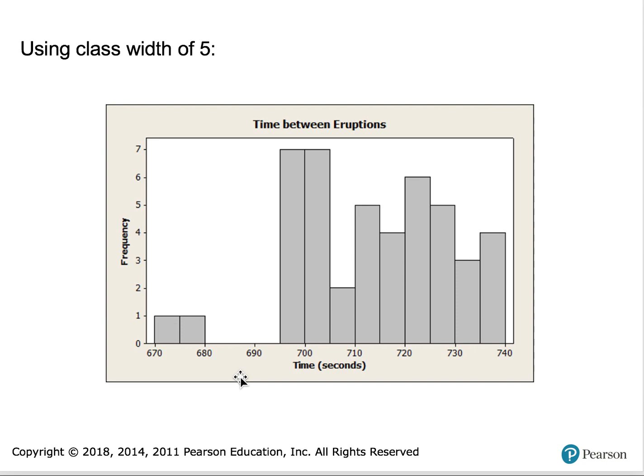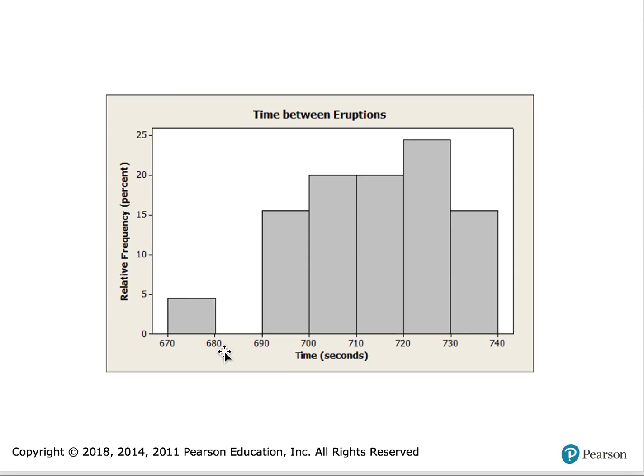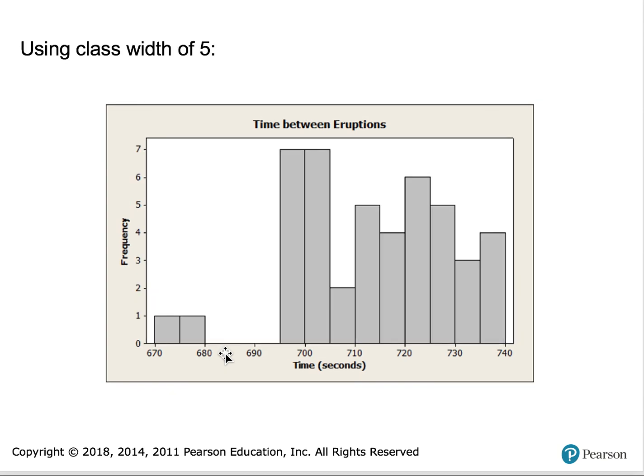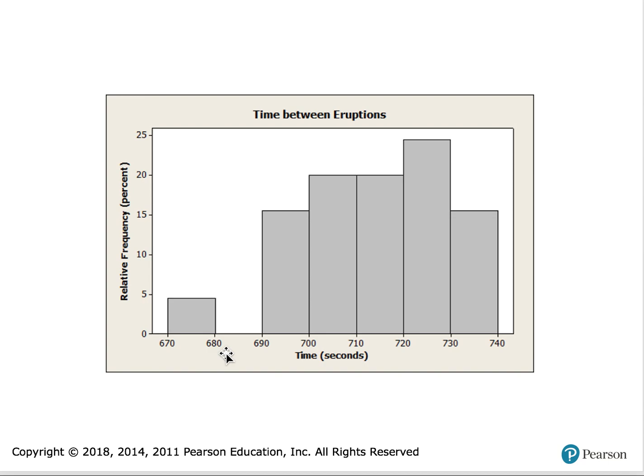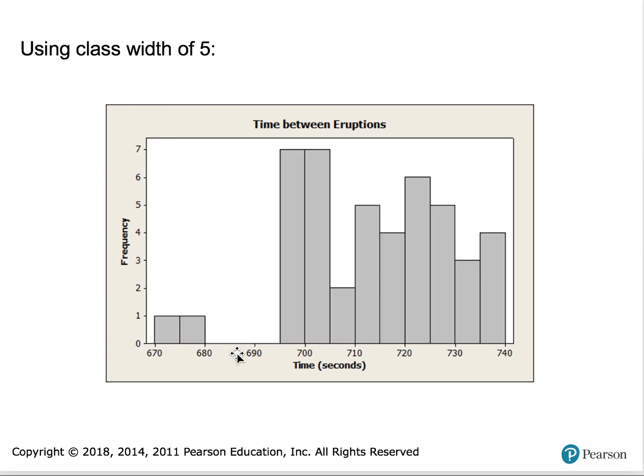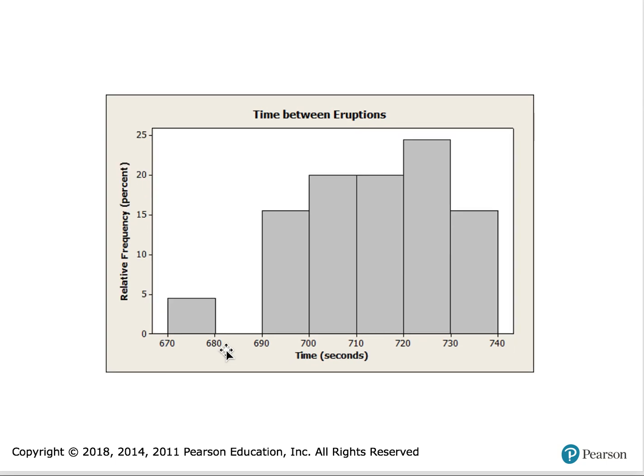Okay, now here is the frequency one with a class width of 5. Let's look at the difference in this shape and this shape. Once again, not necessarily that one of them is wrong. It's just, this one looks like maybe it gives us a better pattern.